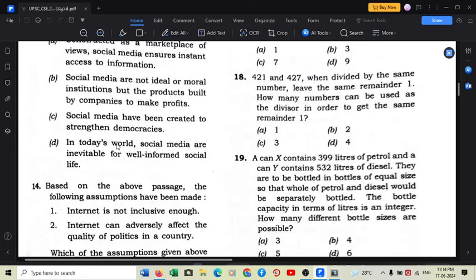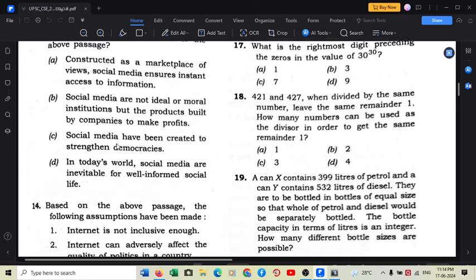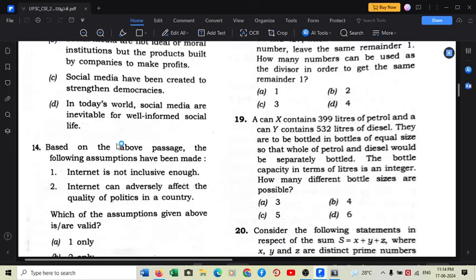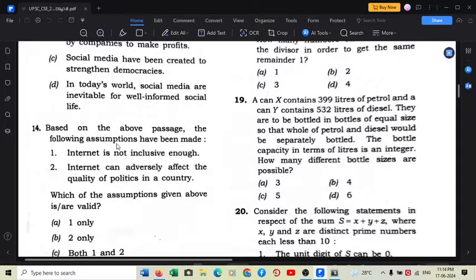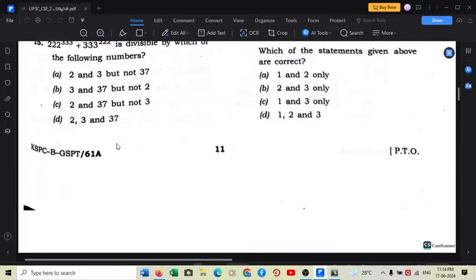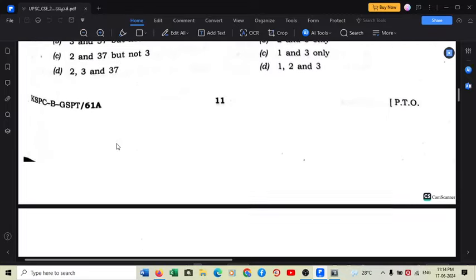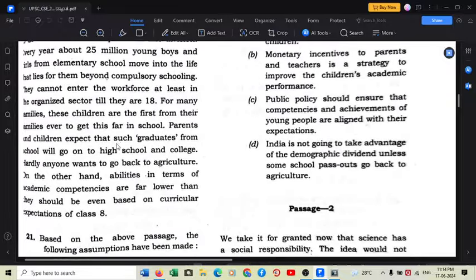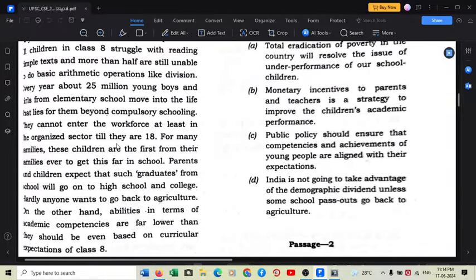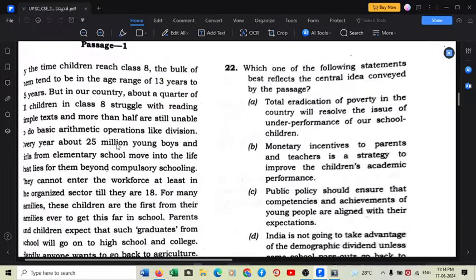Moving to another question. The next question, number 14, is about mathematics. We are not dealing with that, so we'll move to another page. In this page, the remaining questions are based on mathematics. So we go to another page, right? It's about children, it's about schooling. Okay, so let us look at the passage.